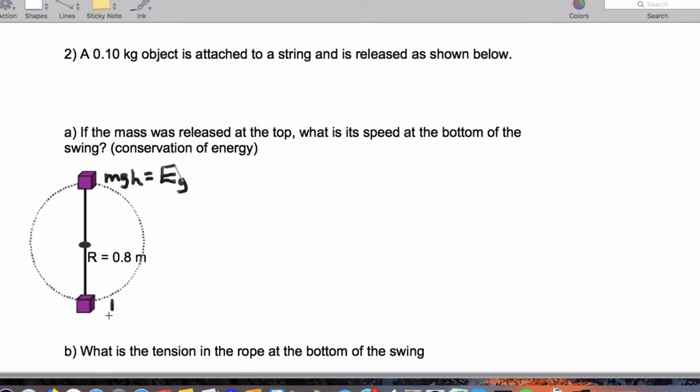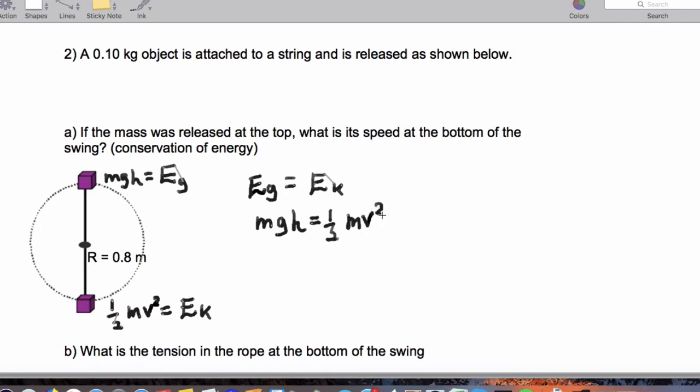And at the bottom, we have kinetic energy equal to 1/2 mv squared. So we're going to set these two energies equal, Eg will equal Ek, fantastic. And so we'll get mgh equal to 1/2 mv squared.